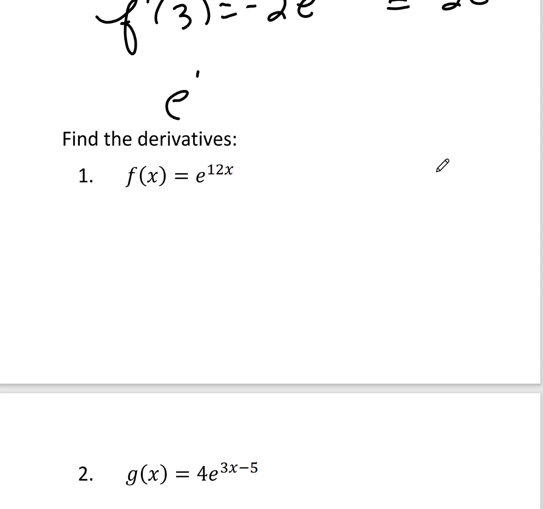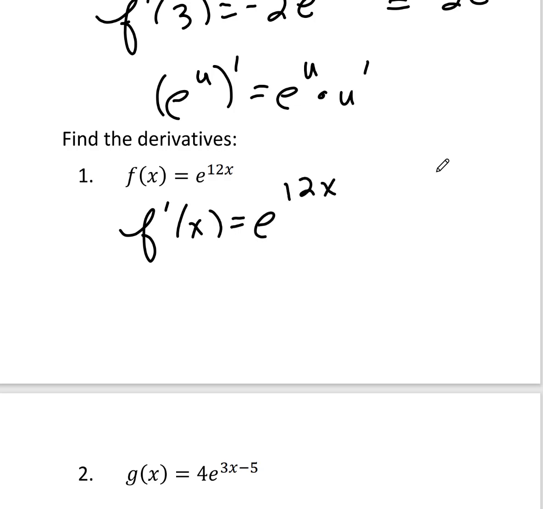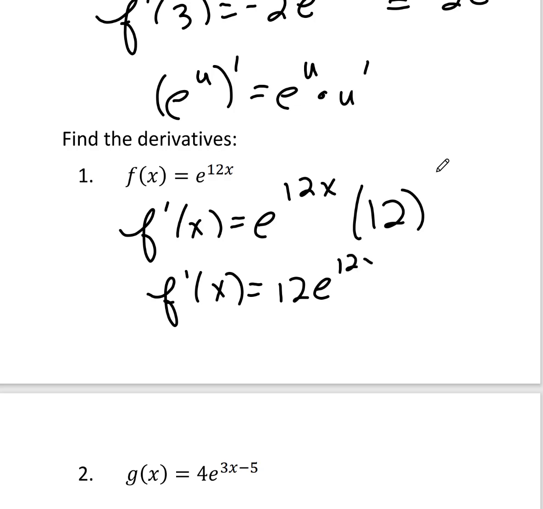Our rule is e to the u. When I take the derivative, it's e to the u again times u prime. Number 1, f of x is e to the 12x. The derivative will be e to the 12x. I repeat what I started with. The derivative of 12x is 12. I'm going to rewrite that as 12e to the 12x.